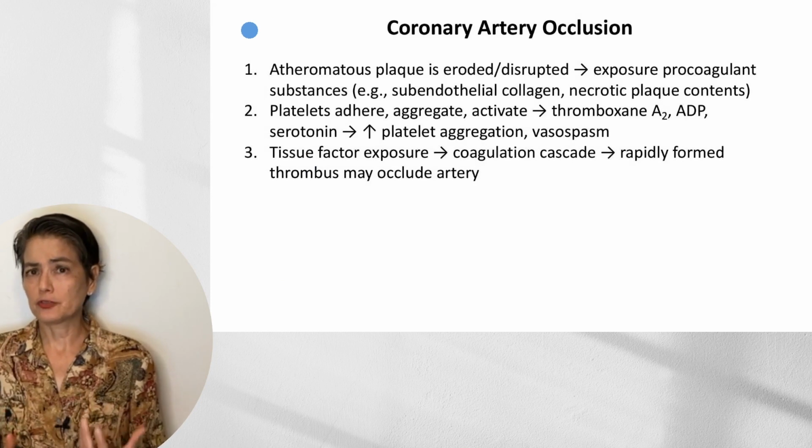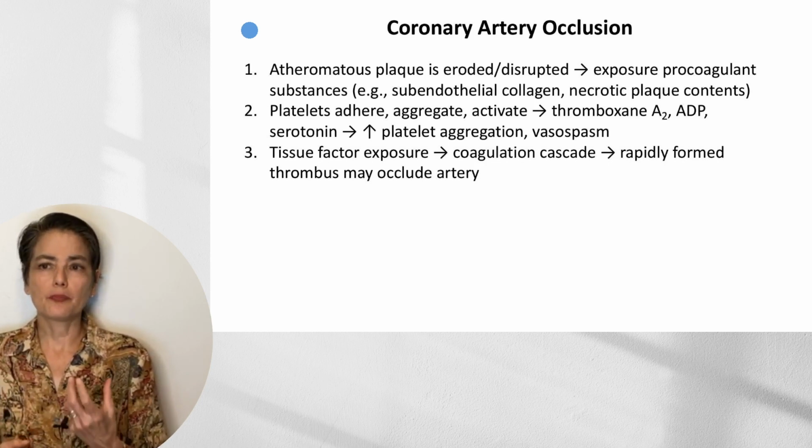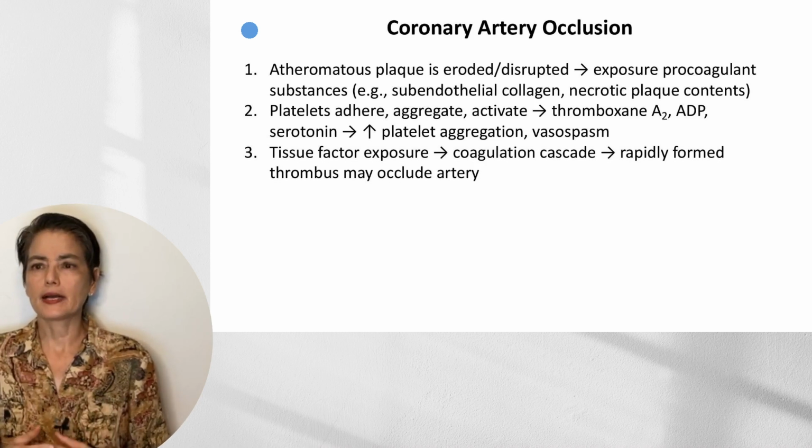Let's focus, first of all, on coronary artery occlusion because that is the major mechanism for myocardial infarction. And as I mentioned, atherosclerosis is the primary cause. So what we see in this setting is we have an atheromatous plaque that's eroded or disrupted, which reveals the procoagulant substances below, subendothelial collagen, necrotic plaque contents.